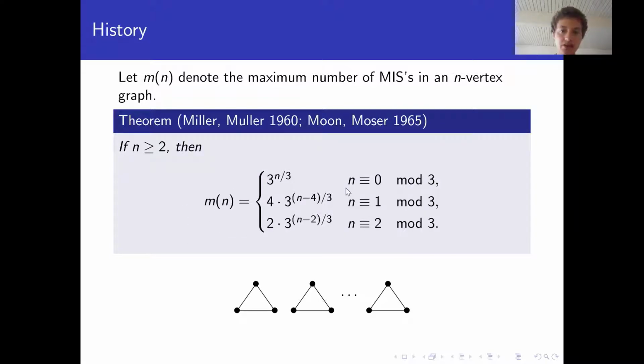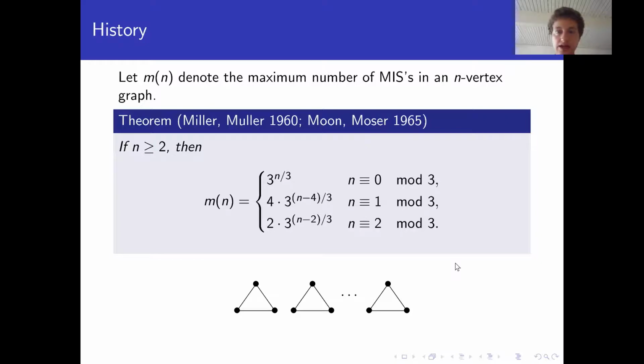And basically the lower bound for this function comes from the following construction, namely take the disjoint union of n over 3 triangles, at least when n is divisible by 3. If n is not, you do something slightly different, but basically it looks like this. And the observation is that if we take one vertex from each of these triangles, then we get a maximal independent set.